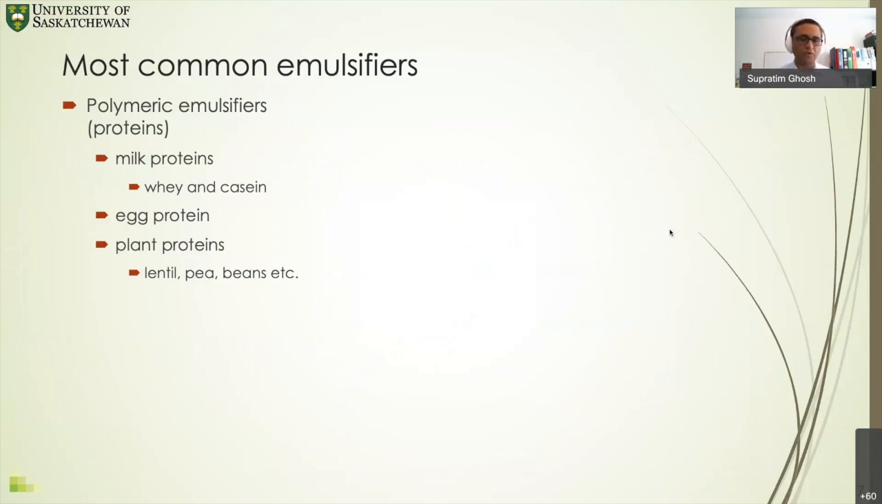Most commonly, we are all aware of milk proteins, whey protein, casein protein. They have been in our food supplies as a food ingredient for a long, long time. Egg protein is another very commonly used protein in our food. Lecithin and egg lecithin: mayonnaise is stabilized with egg protein and egg phospholipids. But nowadays, obviously, a major emerging food ingredient, if you can call it that, is plant proteins: lentil, pea, various beans, from which you can extract the protein.